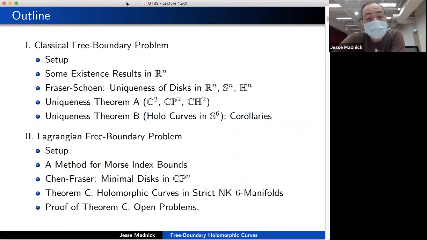And it turns out that their proof doesn't just work in the Kahler CPN, it also works more or less, surprisingly, in the round 6 sphere, which is very much not Kahler, right? It's a strict Nearly-Kahler 6 manifold. And more generally, it works in other strict Nearly-Kahler 6 manifolds as well. So you can get these Morse index bounds by using this general method, which I'll describe. And maybe since we have some time, I'll actually go a little bit into the proof. So we'll actually get to see this method in action. And then at the end, I'll mention some open problems.